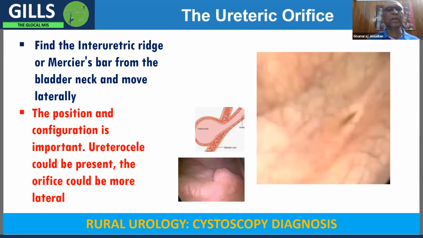Then the next important landmark that you need to identify is the ureteric orifice. So normally as you enter the bladder, it's fairly easy to locate the bladder neck. And then if you view from the bladder neck, you'd see a raised elevated bar, which is the interureteric ridge. And once you go laterally, then you come to the orifices on either side.